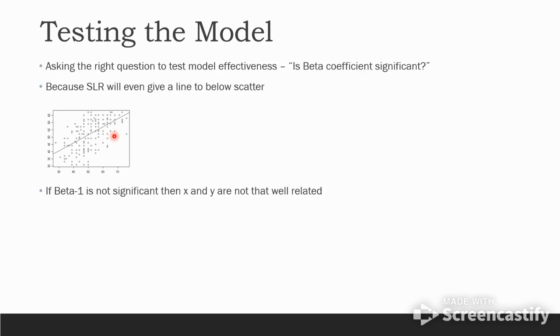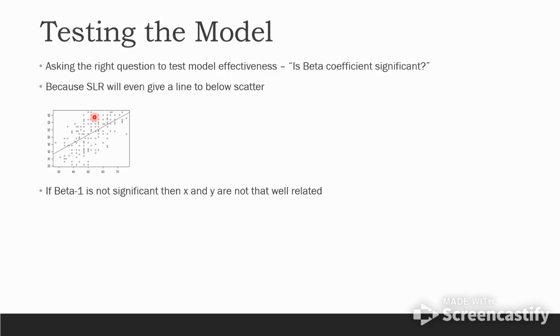If we check beta for statistical significance and we find out it is not significant, then x and y are not very well related, which is the case here in this scatter plot. We can see that x and y do not have a well defined linear relationship.